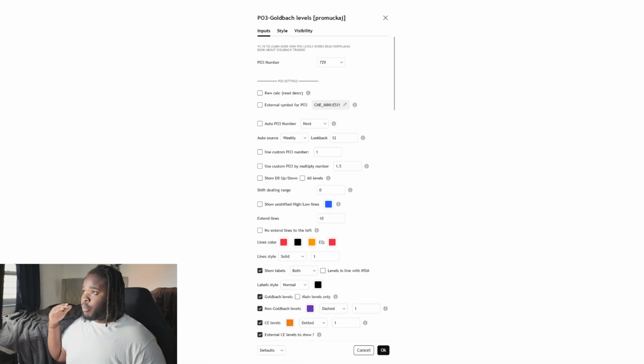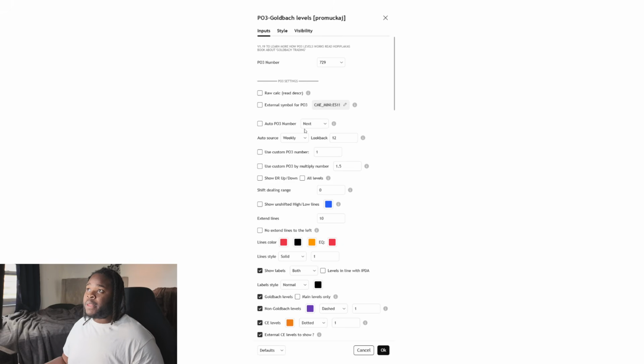Before we even go on to the lesson, a lot of people have been asking about the indicators, the settings, etc. This is where you find it. This is the name of the person that created it, ProMuckaJ. Goldbach levels PO3. You can see there's a PO3 number here. You can change it to whatever setting you prefer, 729, 243, 81, etc. In the previous module, we talked about the use of the different PO3 numbers. So you should know that by now. You can change the levels, change if you want to keep the non-Goldbach levels, change the colors, dash, line, hard line, dotted line, etc.